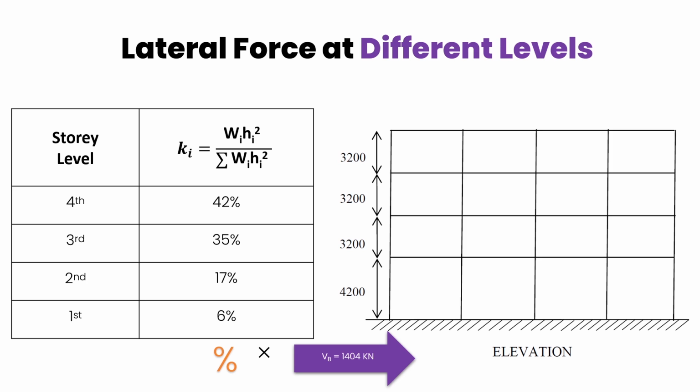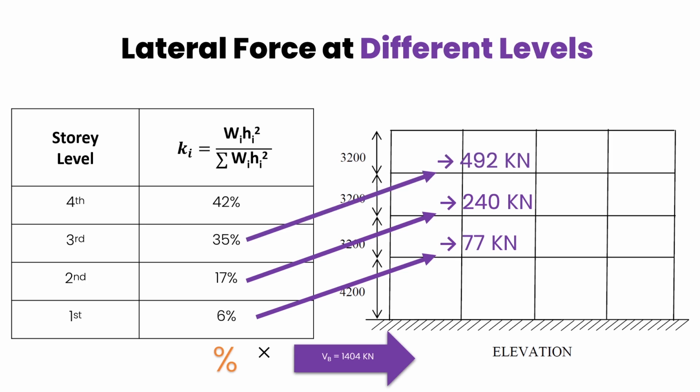So we have all these values done, and let's simplify it even further by looking at what is actually going on. So we have a total lateral force value of 1404, which is acting on the building. Now this 1404 has been divided at different levels. So on the first floor, the contribution of this VB is going to be simply 77 kilonewton. So out of 1404, we have a contribution of 77 kilonewton acting at the level of the first floor. This contribution increases as the levels go up. So at the second floor, it is 17%, that is 240 kilonewton. So 240 kilonewton out of 1404 kilonewton is acting on the second floor. On the third floor, it is 35%, and on the fourth floor, it is 42%.